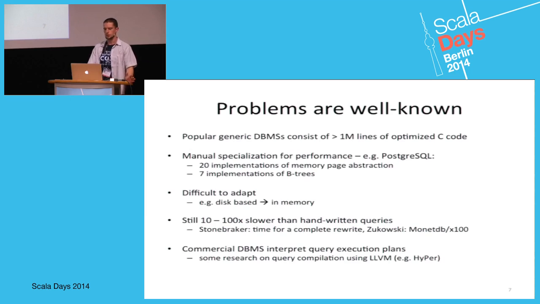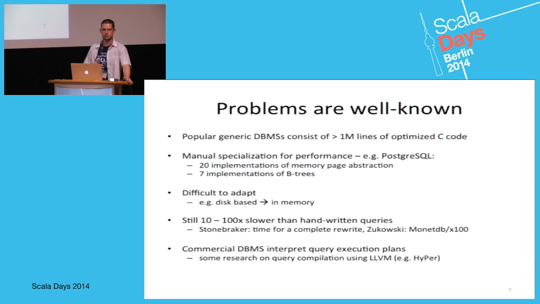These problems are well known in the database community. But the issue is that popular generic database management systems consist of upwards of 1 million lines of optimized C code, and in some cases even tens of millions of lines of code. How do these systems get so big? Actually, because there is a lot of specialization for performance reasons. We looked at PostgreSQL, and you can find about 20 different implementations of a memory page abstraction, which fundamentally does the same thing, but they are just specialized to get better performance. And there are about 7 implementations of B-trees. So all this manual specialization and big code bases make these systems very difficult to adapt.